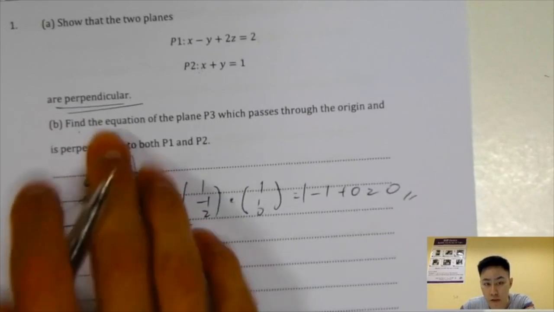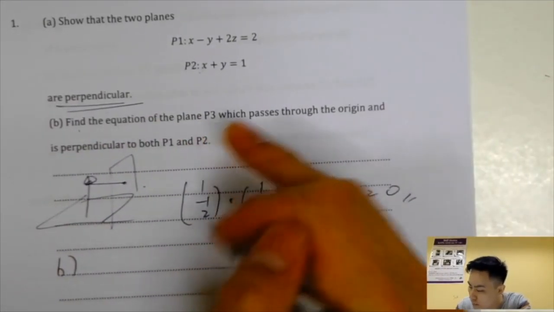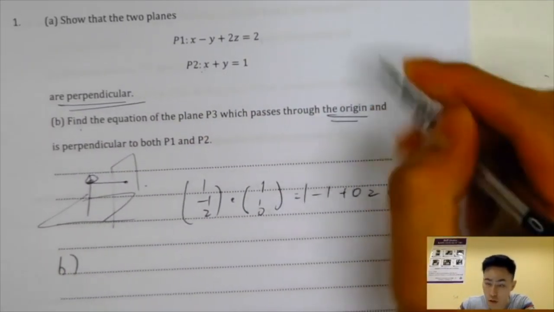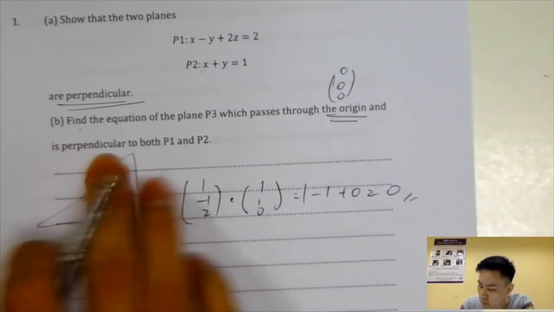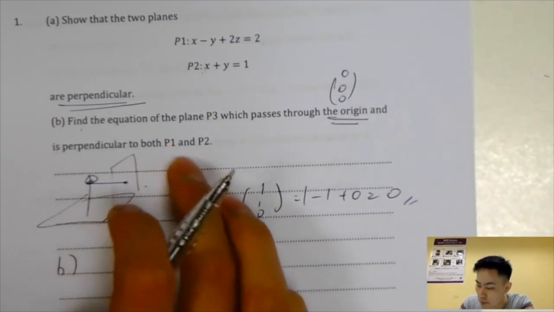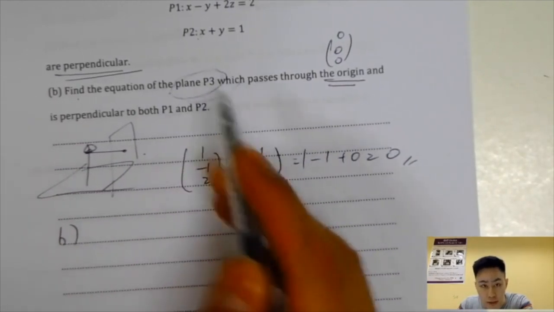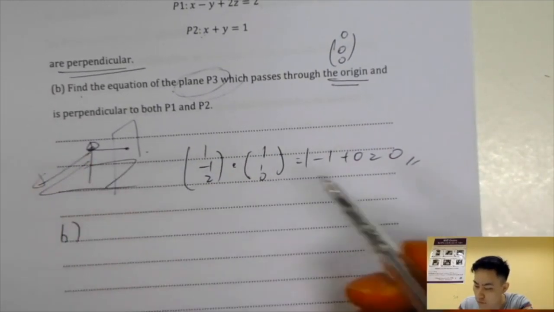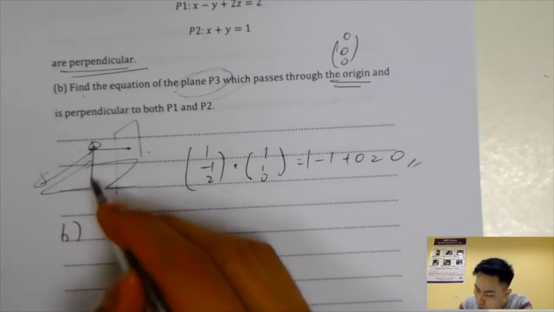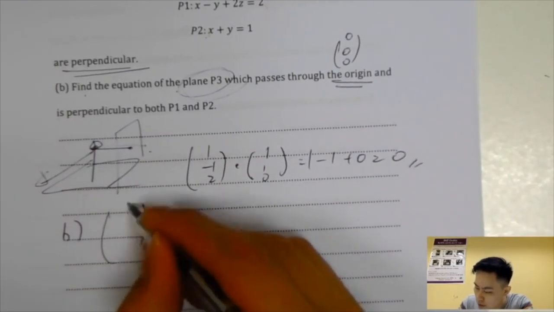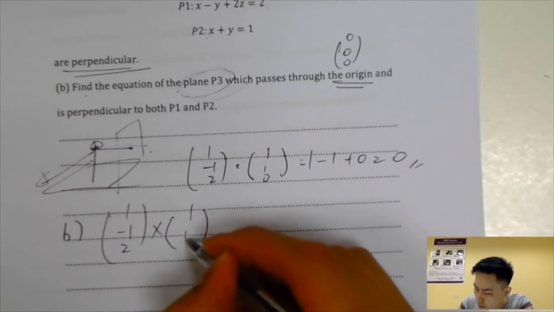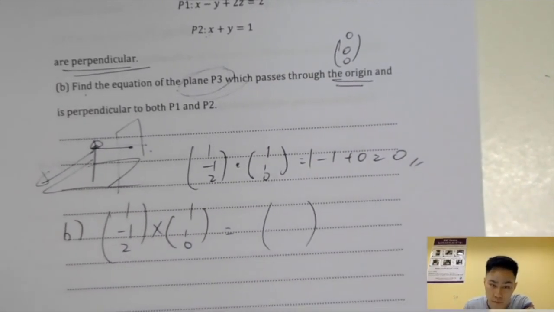And then for question B, find the equation of the plane P3 which passes through the origin. So the origin is (0, 0, 0), and it's perpendicular to both P1 and P2. So what does it mean? You want to find the equation of the plane. First you need to find the normal of the plane, right? Perpendicular to both P1 and P2, that means you use the cross product. Do you still remember how to find the cross product?